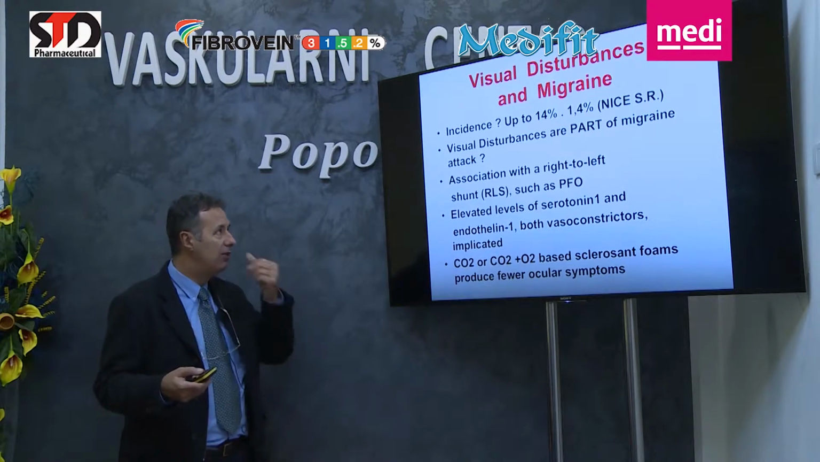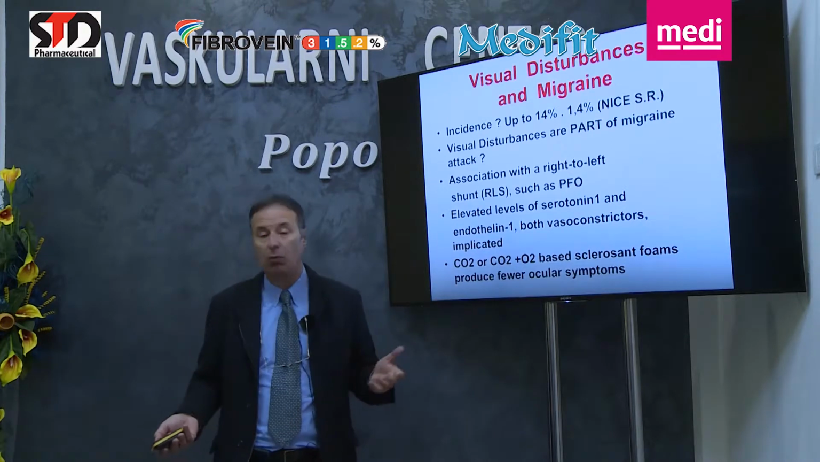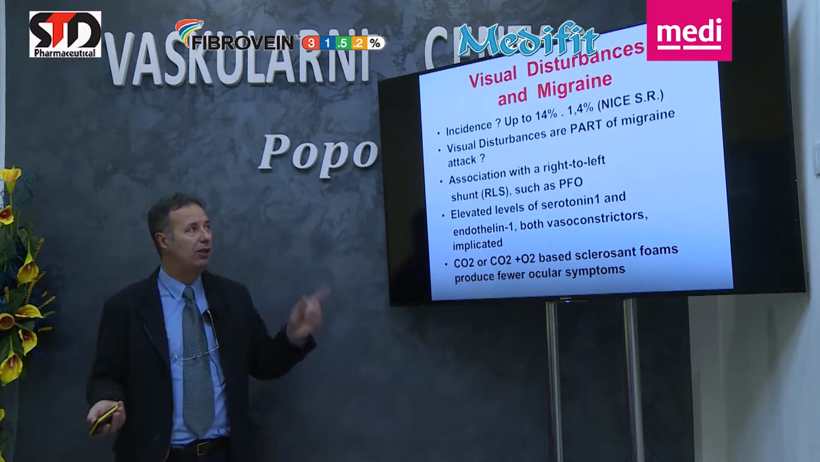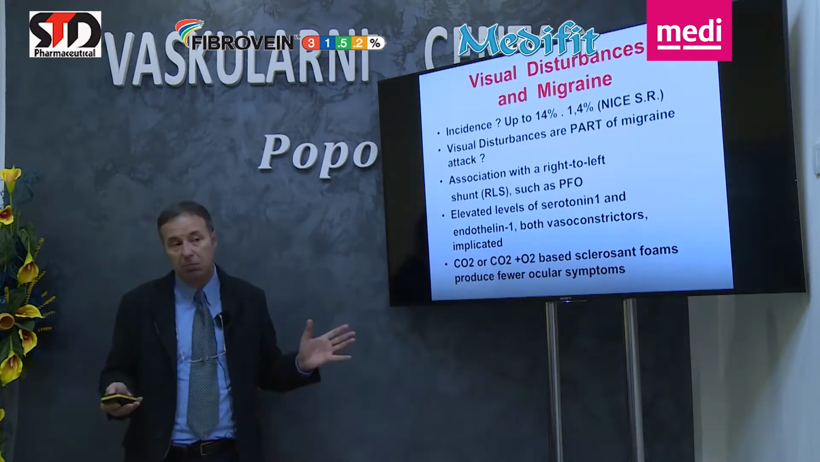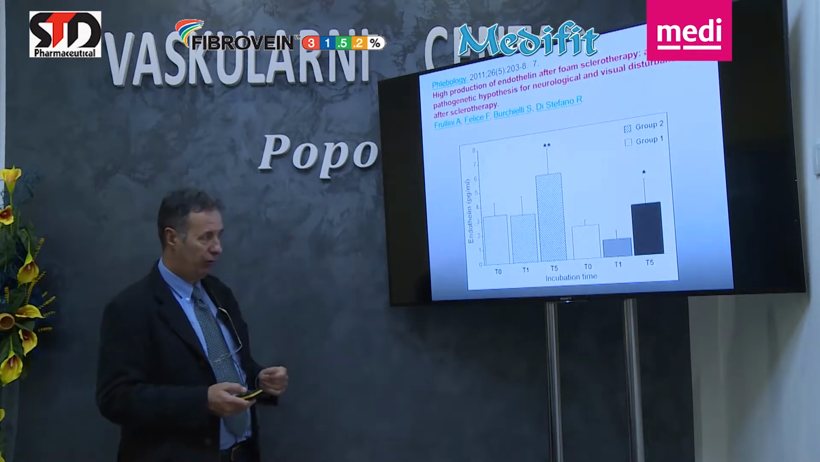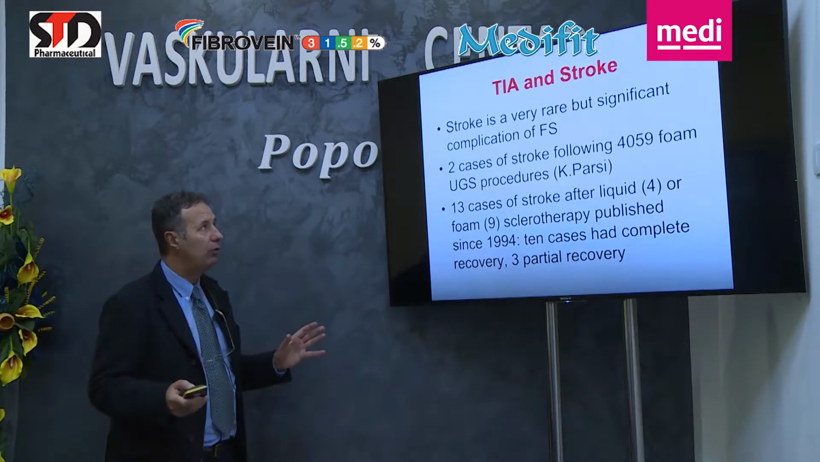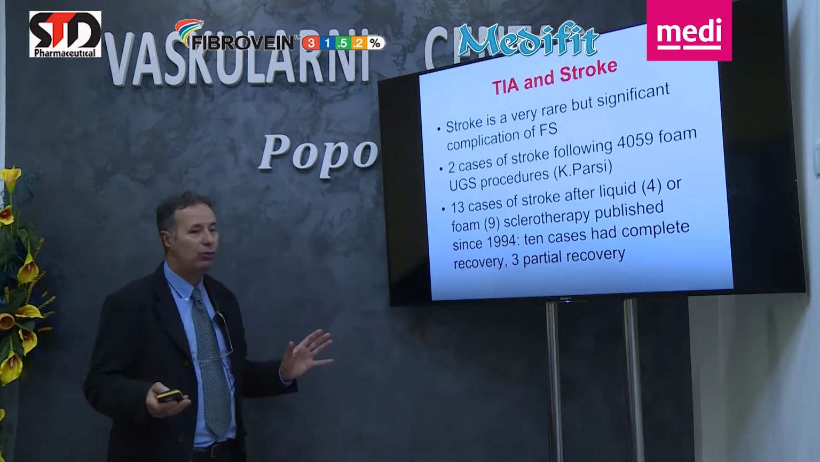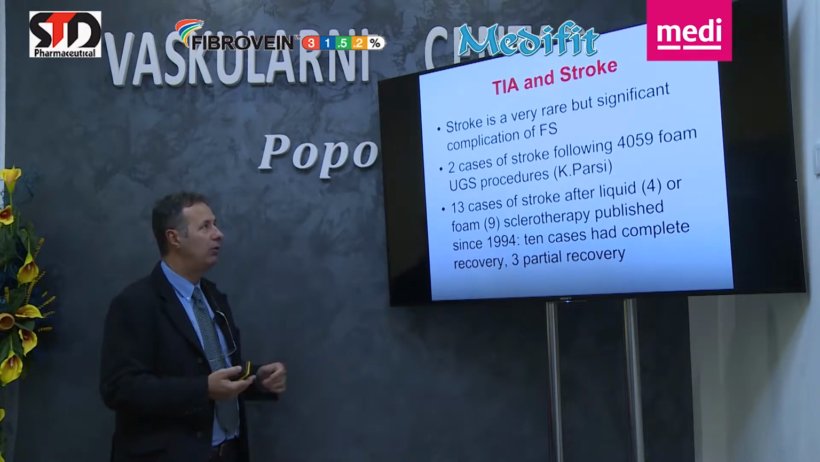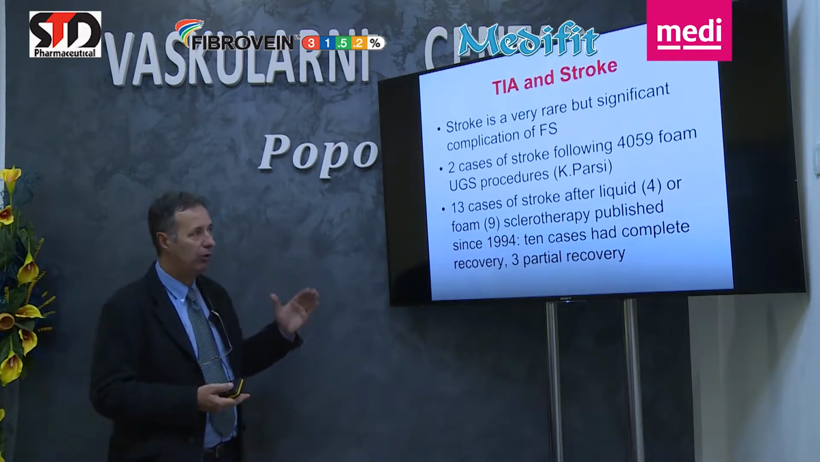How much is the incidence of visual disturbances after foam sclerotherapy? Well, up to 14%, but in NICE it was 1.4%, which is, again, quite reliable. This is the study from Frullini and the endothelin. If we talk about TIA and stroke, it's difficult to say about incidence, because it's really difficult for TIA and stroke. Let's say that it is important, of course.